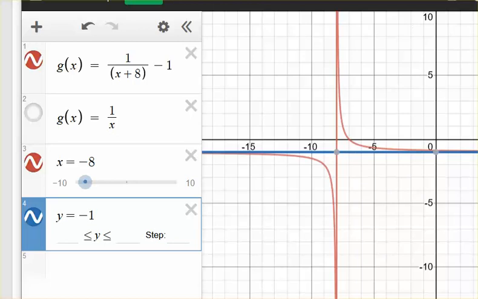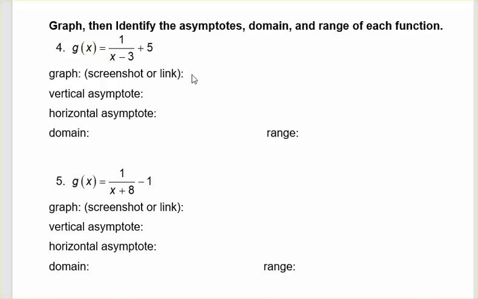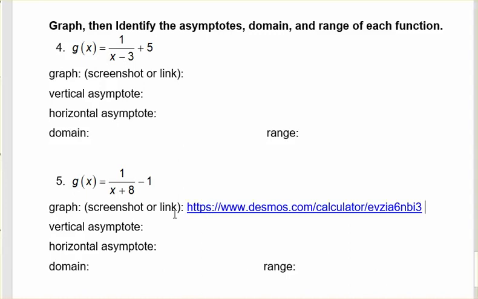Let me get a link to this graph to share and put it on the worksheet. So you don't have to have a screenshot, you can just have the link. I can click on the links as long as you put a space after it.